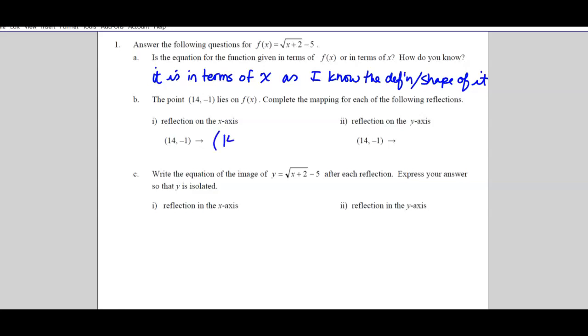That's changing the y value. Okay, so the x stays the same, the y changes. Reflection on the y-axis, that changes x, but not y. Okay.